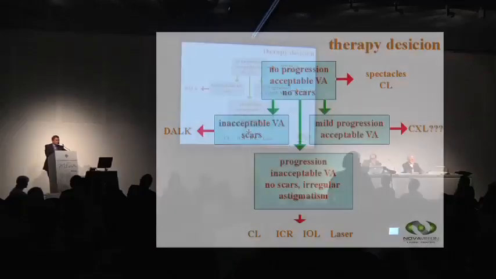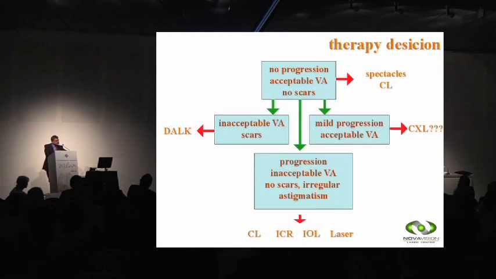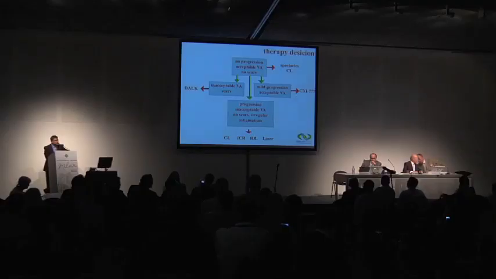This is our flow chart, therapy decision 3, and this is probably what we are using today in our clinic in Mexico. If we have no progression and an acceptable visual acuity with no scar, spectacles and contact lenses still are useful for the treatment of these patients. If we have an unacceptable visual acuity and scarring, definitely the way to go is DALK with the standard treatment, or DALK assisted with femtosecond zigzag technology with the interlace. If we have mild progression and acceptable visual acuity, probably the cross-linking is the best way to go.